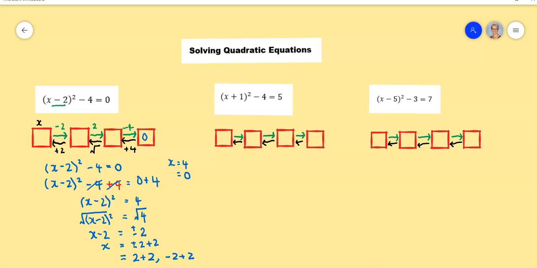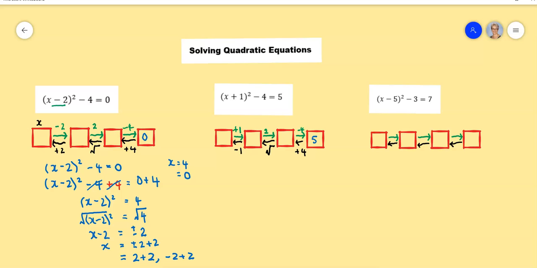Now let's look at the second example. Now the first thing that we're doing to X here is we're adding 1. Then we are squaring. And then we are subtracting 4. And the answer that we've got here is 5. Now to work backwards, I'm going to add 4. I'm going to take the square root of the answer, and then I'm going to minus 1.